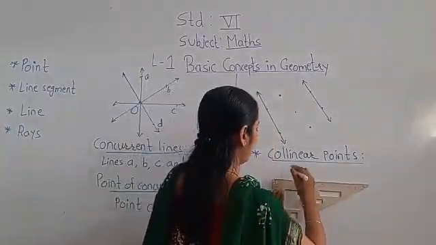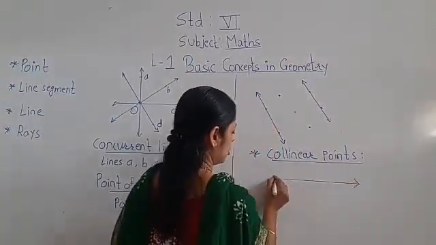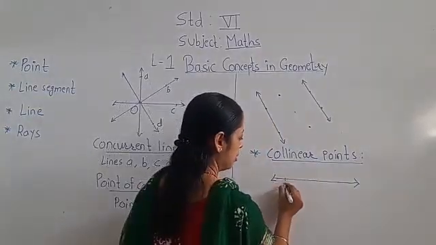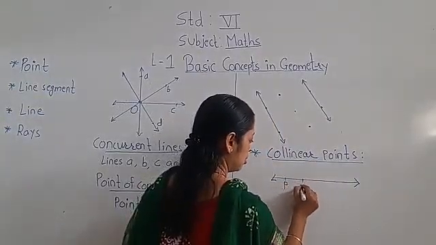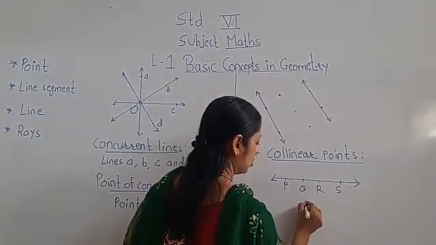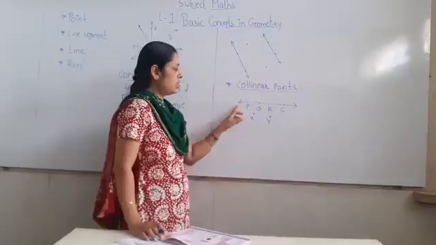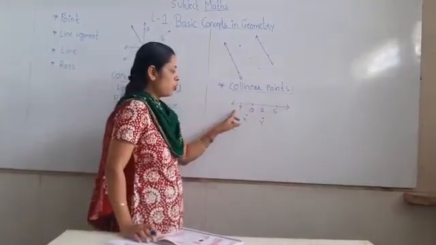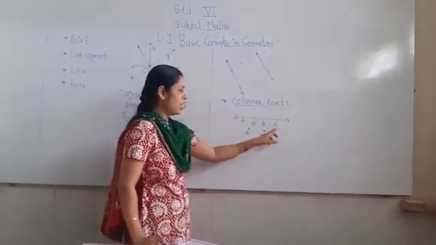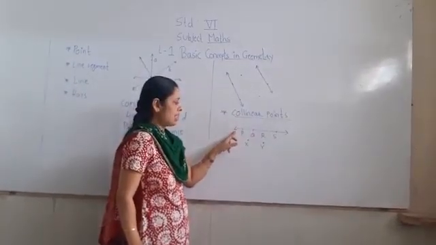Again I will draw one line. These 2 arrowheads indicate that this is a line. If you observe on this line, there are 4 points: point P, point Q, point R and point S. And these 2 points do not lie on this single straight line.